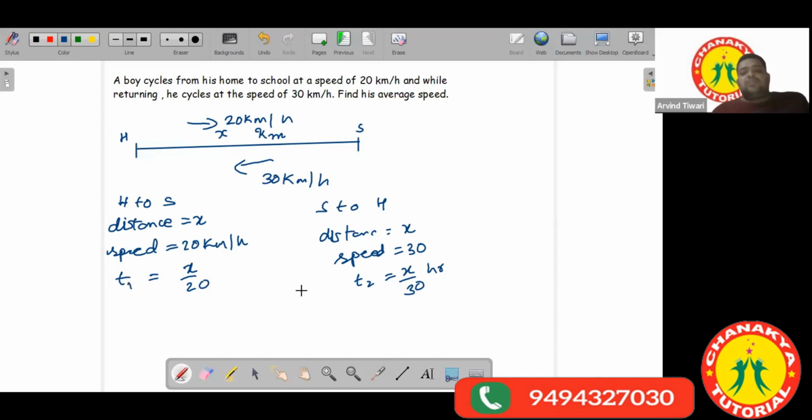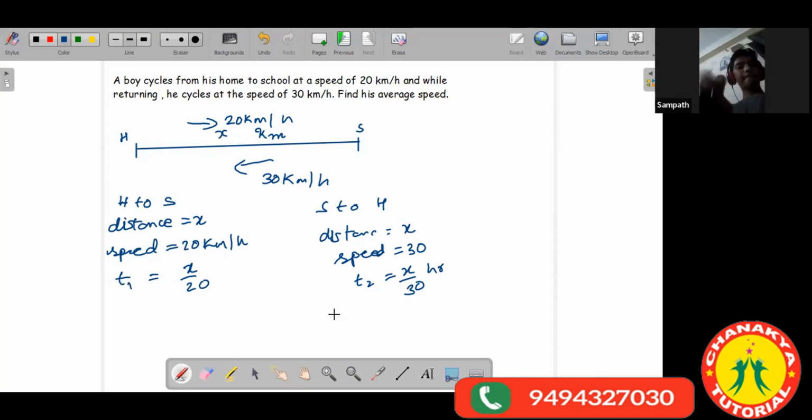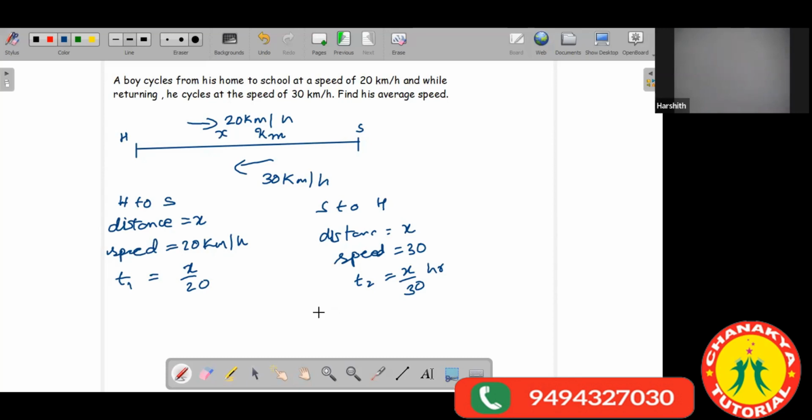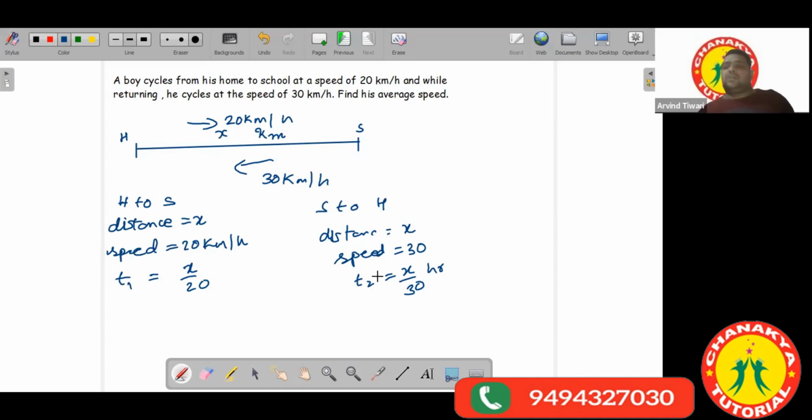Now you find out the total time and total distance. Okay, Sampath, now you are also correct. Yes, sir. So total time is equal to x by 12. You will get the total time by adding these two. So total time would be x by 20 and x by 30. So you get here time as x by 12.